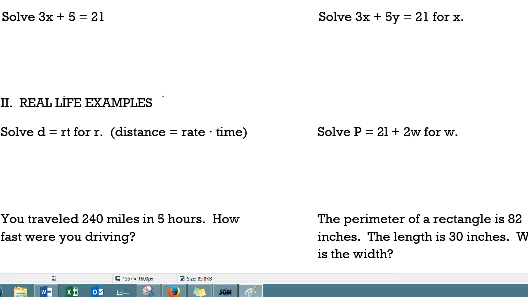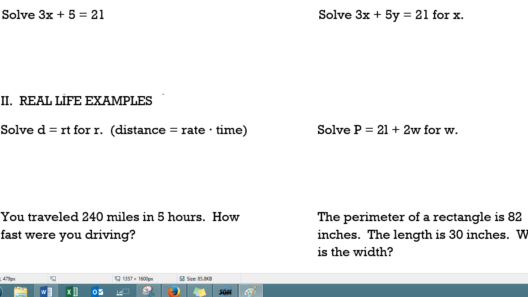All right, let's go through here. Let's keep going. Once again, I'm just trying to emphasize that you've done this before. On the left, what would we do? Well, we would take away 5 from both sides. You would get 3x equals 16. Divide by 3, and x equals, well, 16 over 3. 3 doesn't go into 16 evenly, so we wouldn't really mess with it.